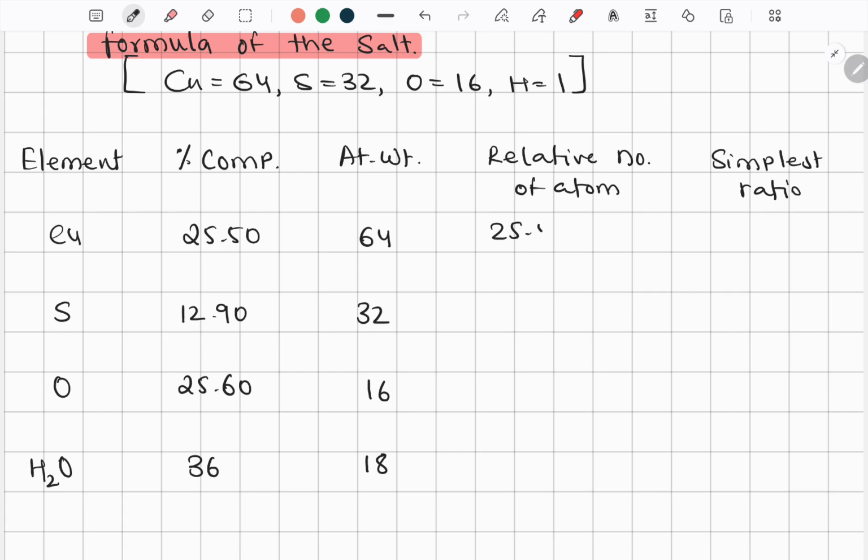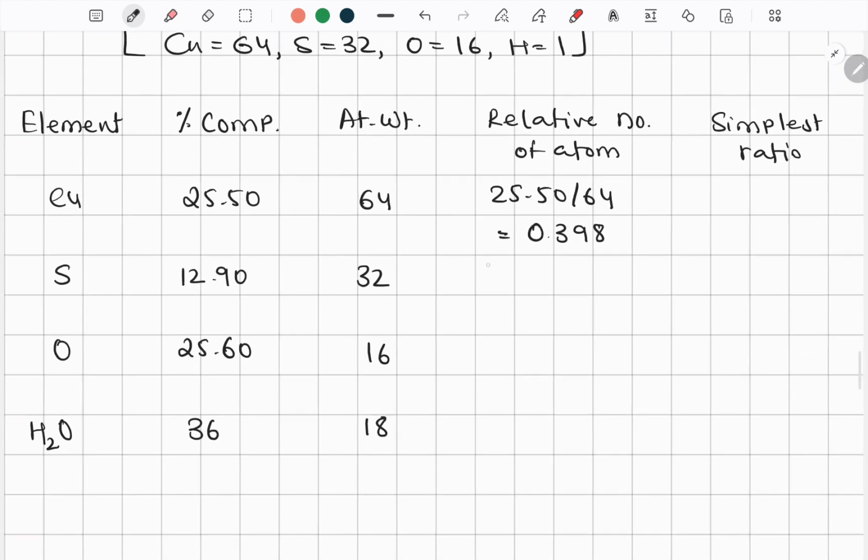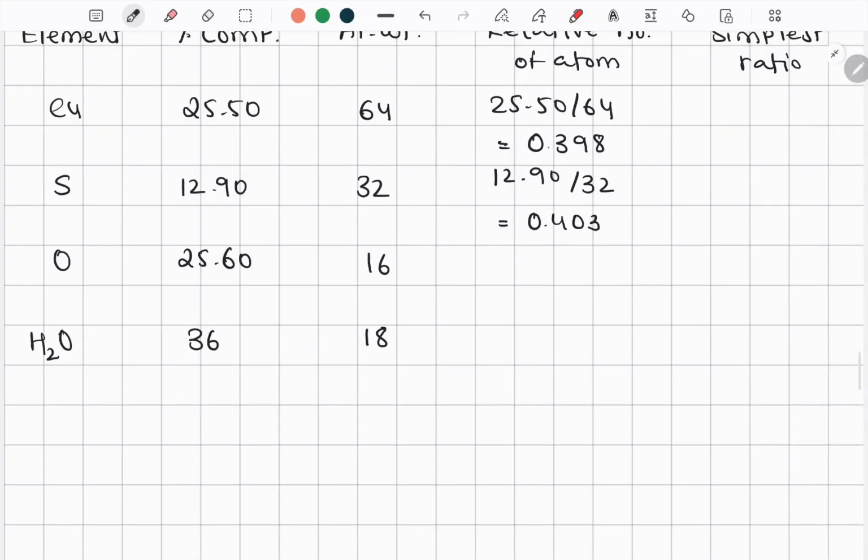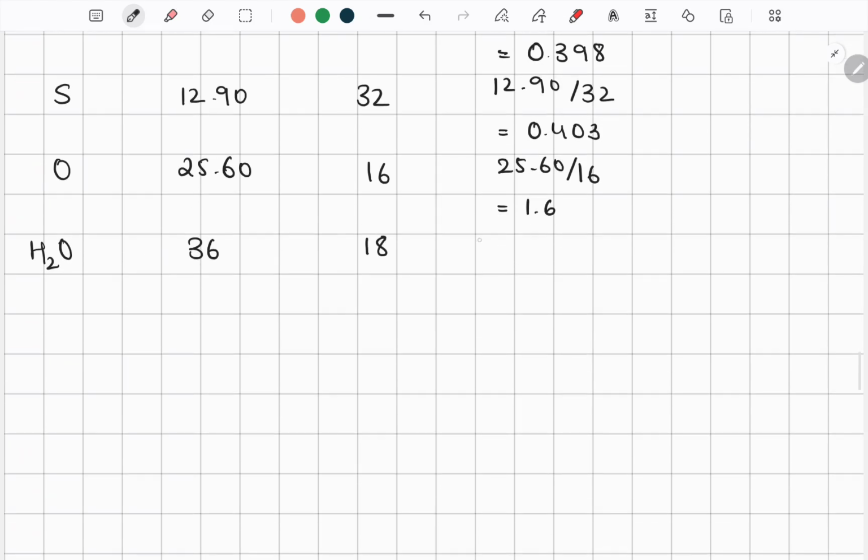So when I divide 25.50 by 64, I get 0.398. When I divide 12.90 by 32, I get 0.403. At the same time, when I divide 25.60 by 16, I get 1.6. And at the end, when I divide 36 by 18, I get 2.